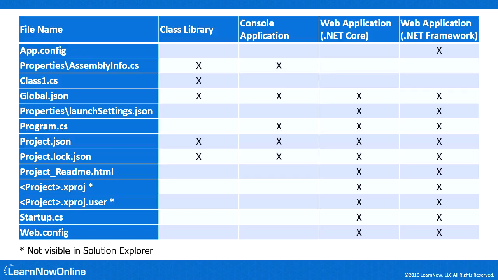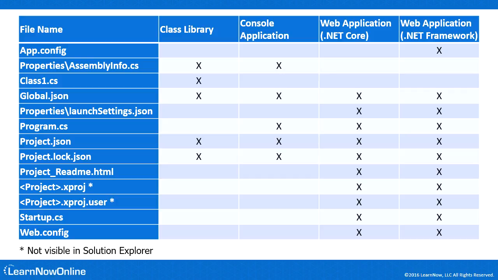And surprisingly, the ASP.NET Core web application file uses web.config as well, and I'll explain why in just a moment. Okay, so the class library has a class1.cs. That makes sense because it's providing the basic class file, which you'd want to rename. There's a global.json file in every one of them.